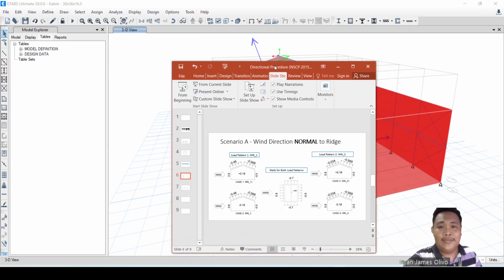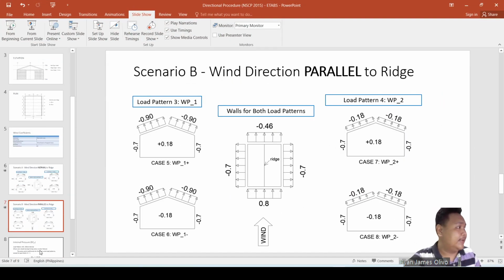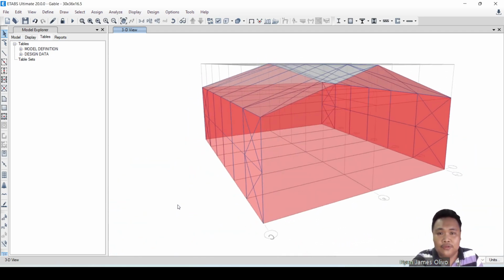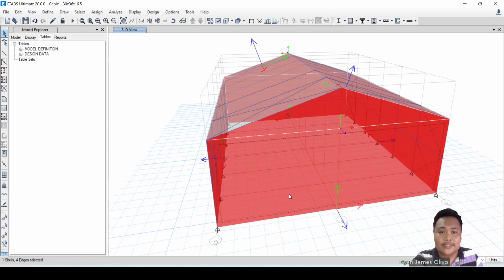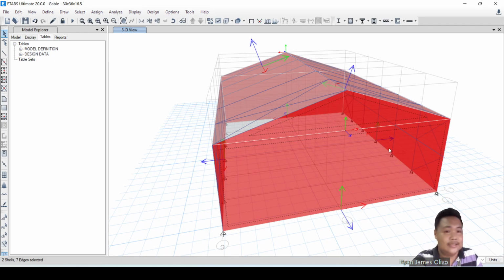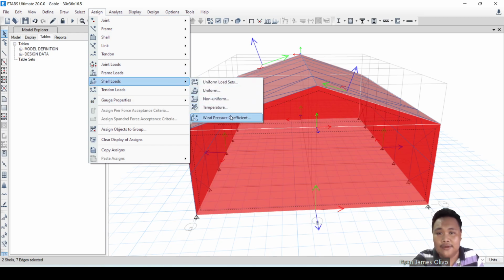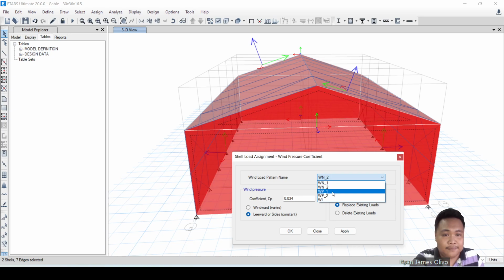Now we go to scenario B. As you can see here, scenario B is just load pattern 3 and load pattern 4, WP1 and WP2, that is 0.90 and 0.18. So we have mostly the same roof loading. First let's consider this one and this one. This is our windward wall. If we consider this as our windward wall, assign, then shell loads, wind pressure coefficient. Don't forget to change the input, guys, because this will cost you a lot if you forget.